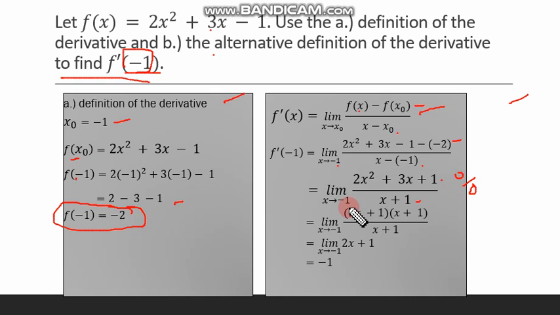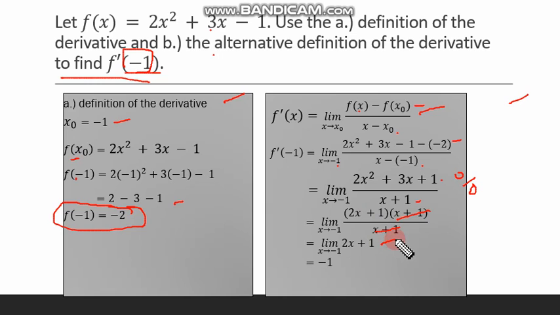If we directly substitute the value of x with negative 1, so to get the value, let's just manipulate it by factoring. The factor of 2x squared plus 3x plus 1 is 2x plus 1 times x plus 1. You can see that x plus 1 is common in the numerator and the denominator. We could cancel this one. Okay, the remaining is 2x plus 1.